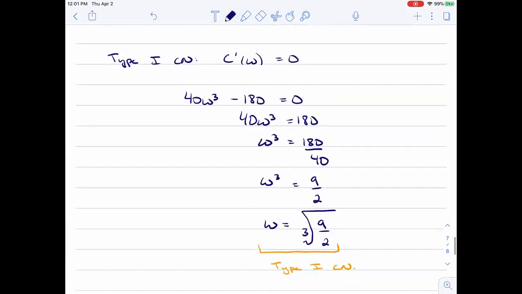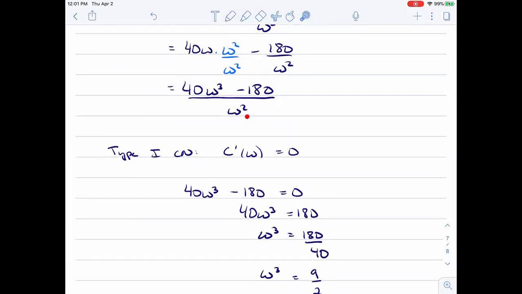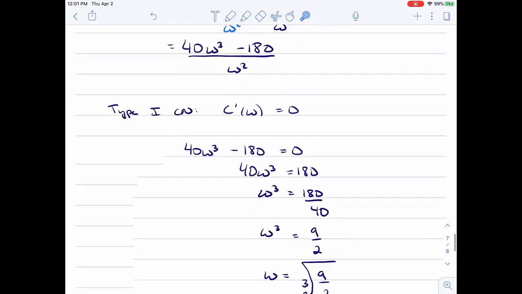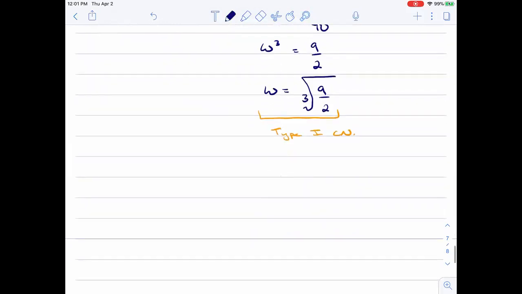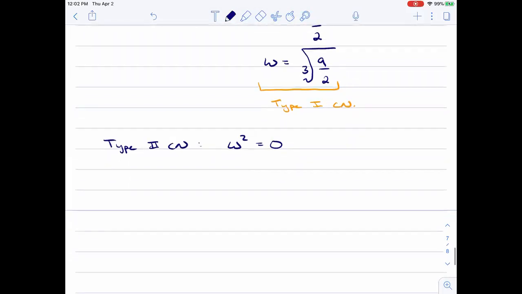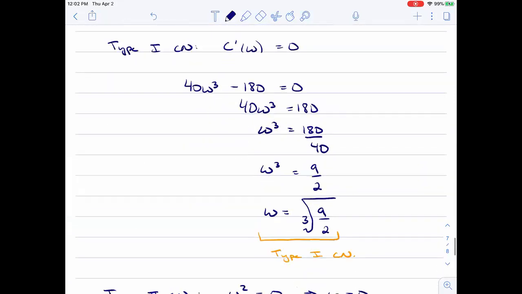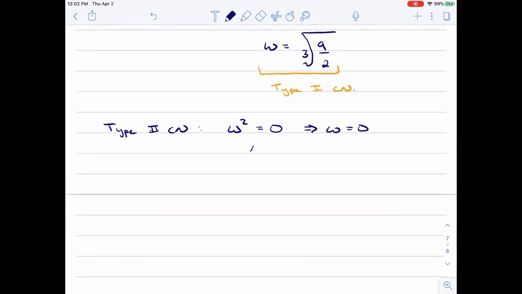Our type 2 critical number isn't going to be that interesting. That's when w is 0. We're not interested in w equals 0 anyways, because that would make the width 0. So the type 2 critical number is when w squared equals 0, so when w equals 0, but not interesting. I shouldn't say that.